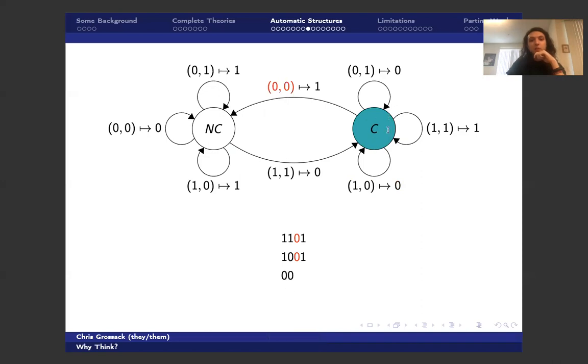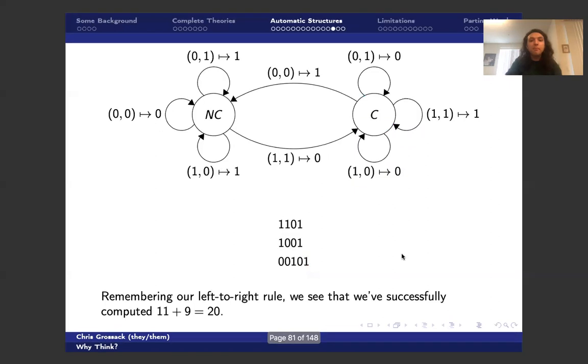Now we see two 0s. So that tells us to output a 1 and move back to the no carry state, which is exactly what we do. We see two 1s. That tells us to move back to the carry state, output a 0. And now, minor technical gripe, we ended in the carry state. So that tells us to put one extra 1 at the end. Okay. And you can see, remembering that we're reading our digits left to right, we've successfully added: 1 plus 2 plus 8 is 11, plus 1 plus 8 is 9, 9 plus 11 is 4 plus 16 is 20. Hey! And we succeeded.